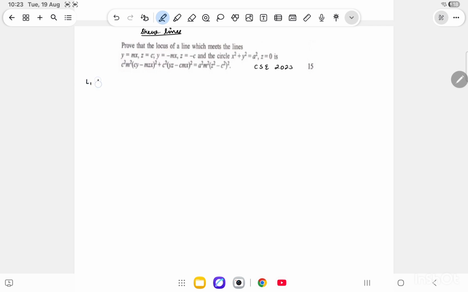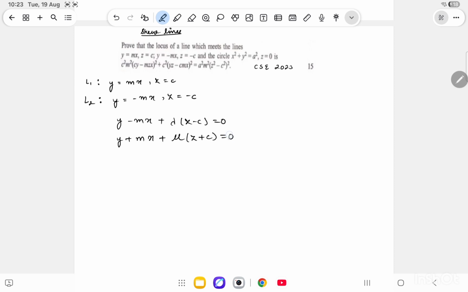So the first line, my L1, is y equals mx, z equals c, and my line L2 is y equals minus mx, z equals minus c. So the equation of a line meeting L1 and L2 will be the intersection of the planes y minus mx plus lambda (z minus c) equals 0 and y plus mx plus, let's say, mu (z plus c) equals 0.